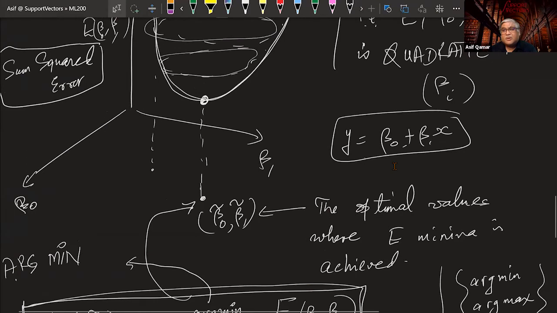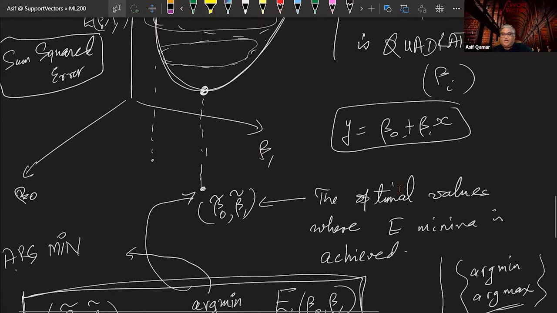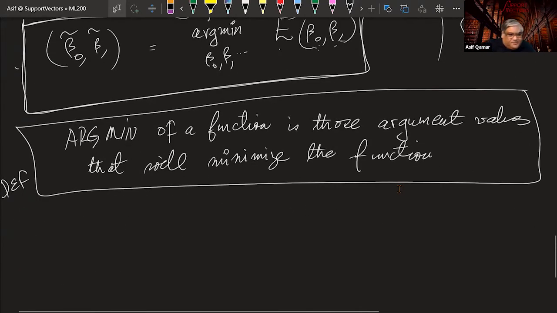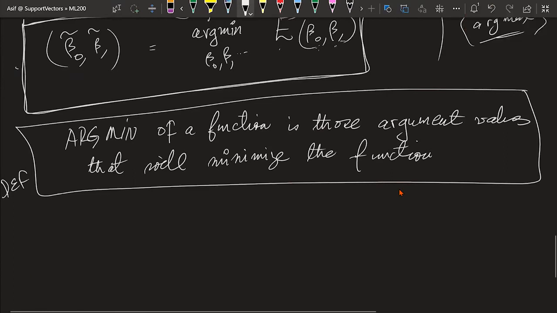Here is the intuition. When you add higher degree polynomial terms, you're expanding your hypothesis space, isn't it? Go ahead. The definition that you wrote, the argument of a function, is those argument values that will minimize the function. I didn't get this last part, that will minimize the function. Do you mean the length of the function?